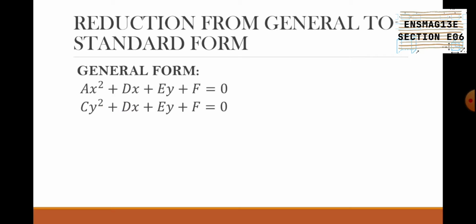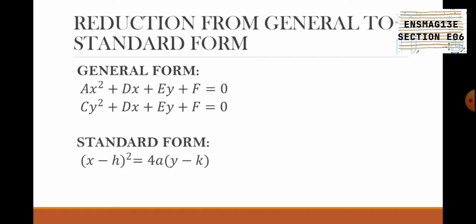Your general form has an equivalent in standard form. That is, for parabolas opening either upward or downward, x minus h squared is equal to 4a times y minus k. And for parabolas opening either to the left or to the right, y minus k squared is equal to 4a times x minus h. In your standard form, you will be able to determine the location of the vertex of our parabola given by your h and your k.